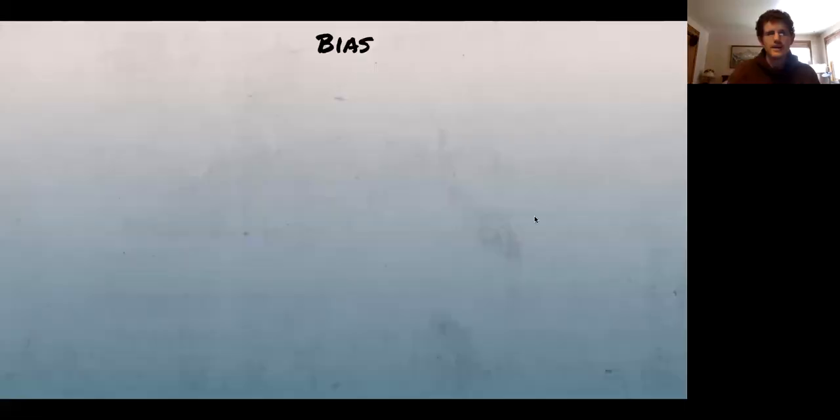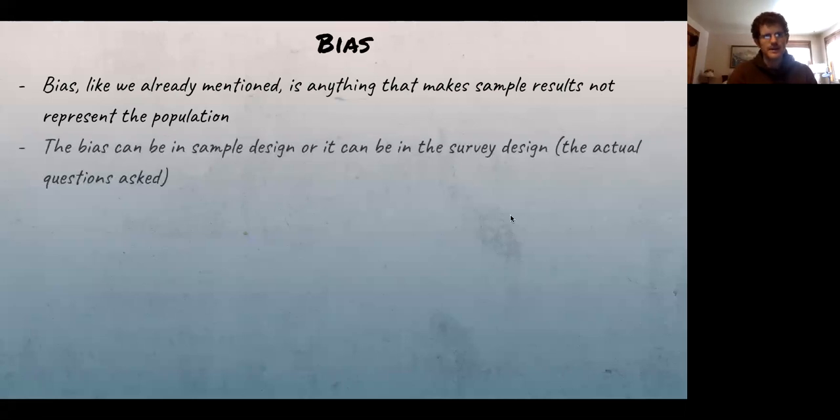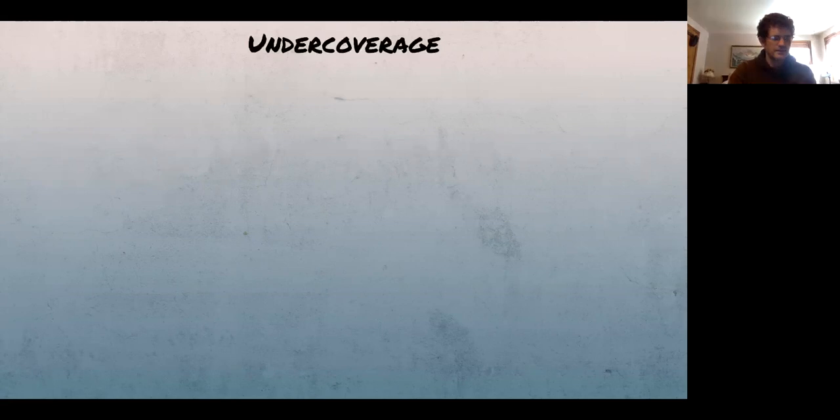Now looking at bias, and this is kind of the last thing in this chapter that we need to discuss. Bias is anything that makes a sample not represent the population. It can be in the sample design or in the survey design, like the actual questions that you ask. We already talked about convenience sampling and the other one, voluntary response. Those are both no-nos, and we talked about reasons why there.